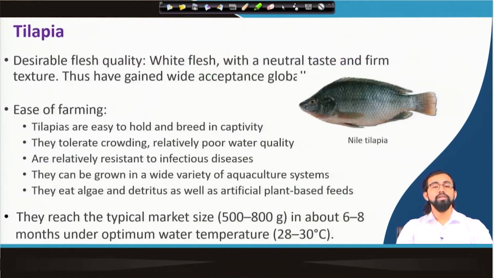Tilapia is one of the very major fish species that we normally try to culture in aquaculture tanks, in the tropical region, subtropical, even in temperate regions. For specific types of tilapia, the market is very high. They have a very desirable flesh quality.